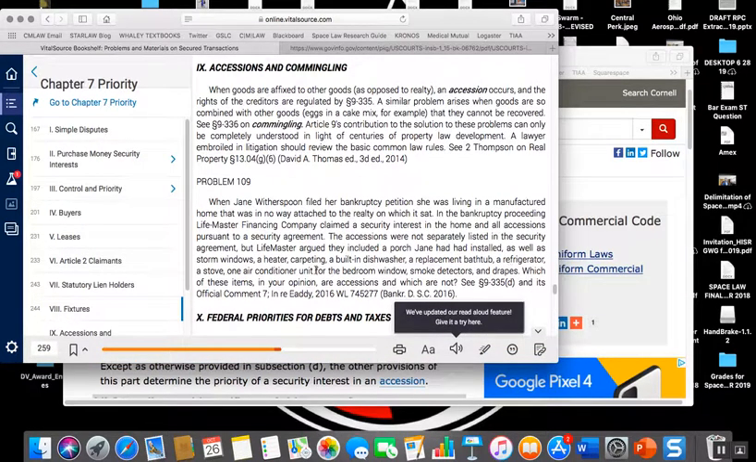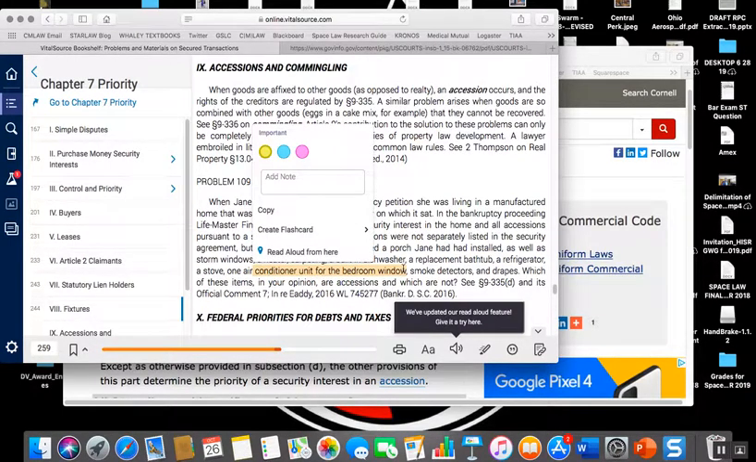Bathtub, refrigerator, stove, an air conditioning unit for the bedroom window. I don't know, an air conditioning unit for the bedroom window. I understand central heating appliances, but if it's more easily removable, like a window unit, there's a stronger argument that it's not an accession, and the trustee can protect it from the finance company's grasp.